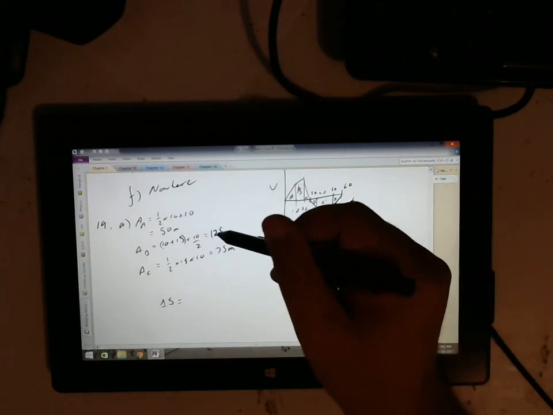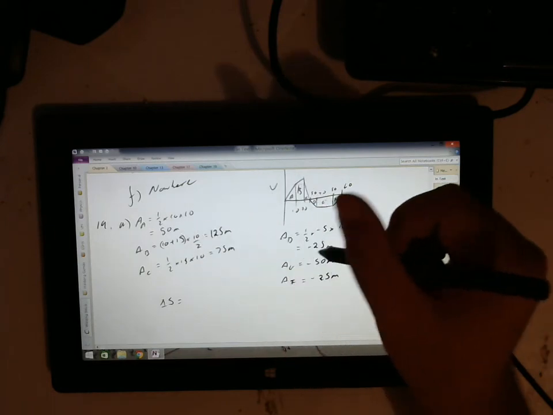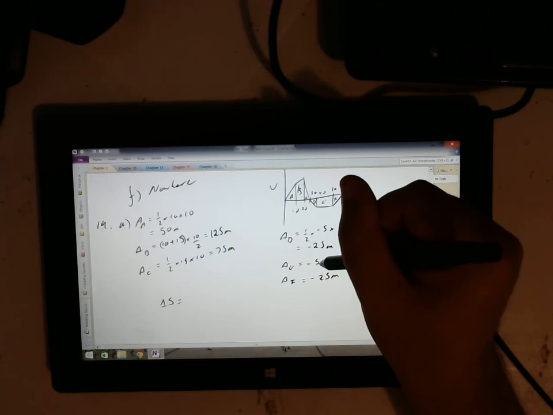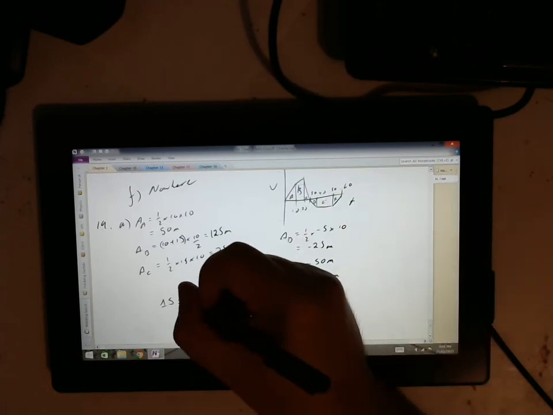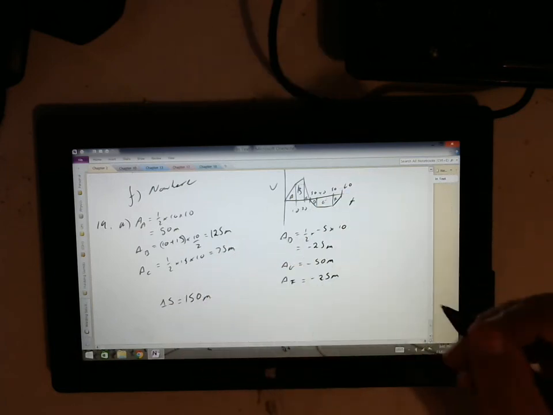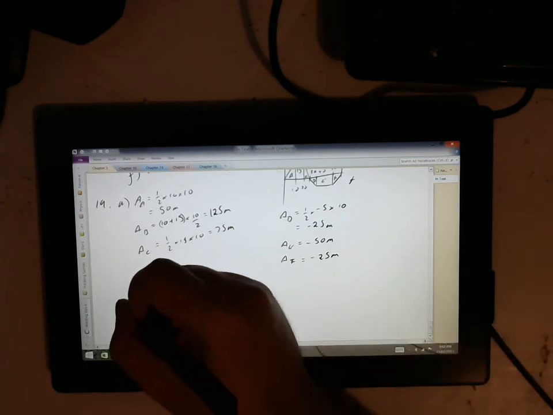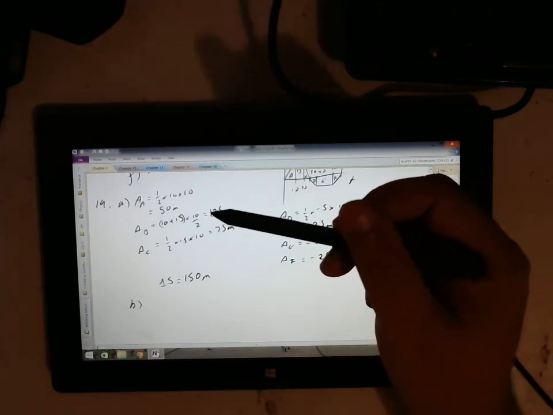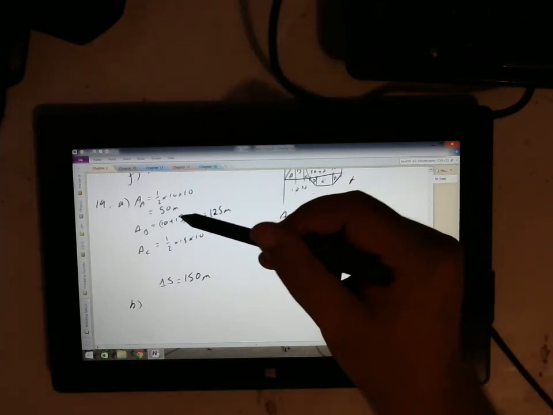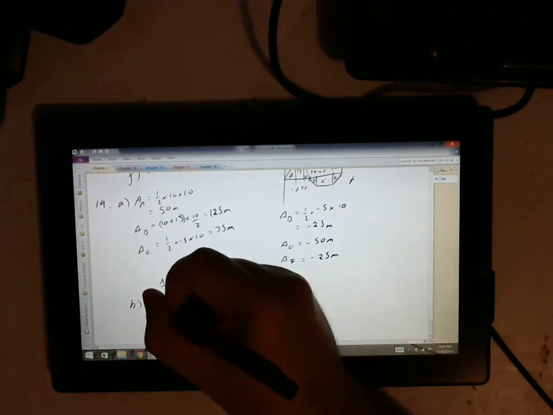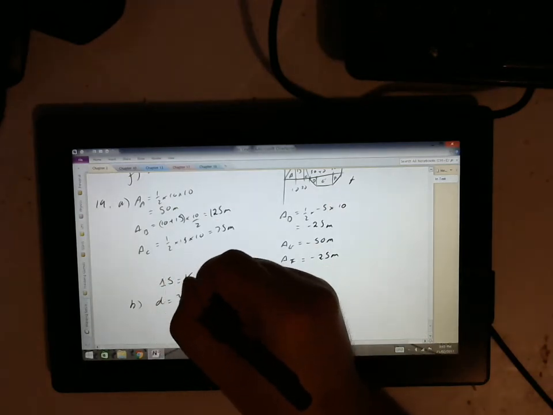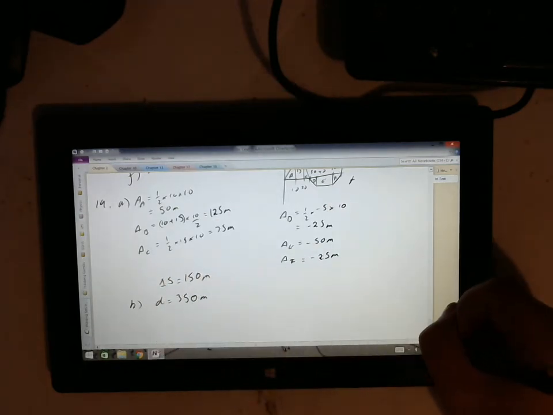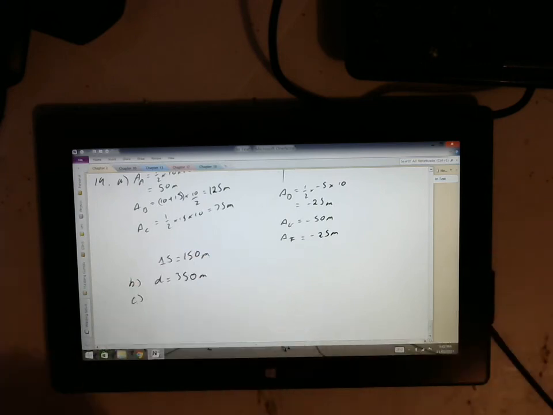So the total displacement is adding up all these things. So we've got 50, 100, so that's going to be 200, 250. Take that away, takes us back to 200, equals 150 meters. Part B wants us to work out the distance. Okay, so again in this case we're just not going to worry about these negatives. So that was 200, 250, 300, 350.